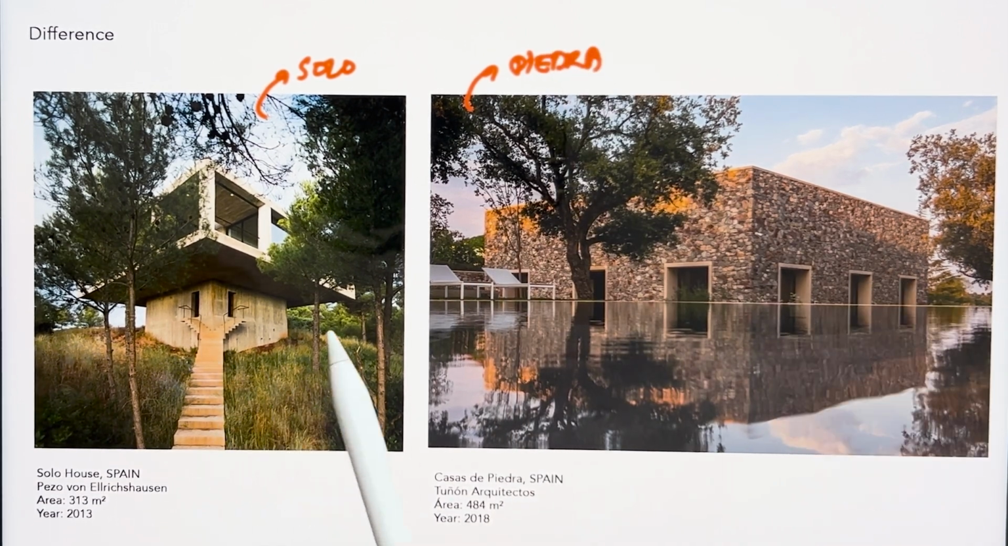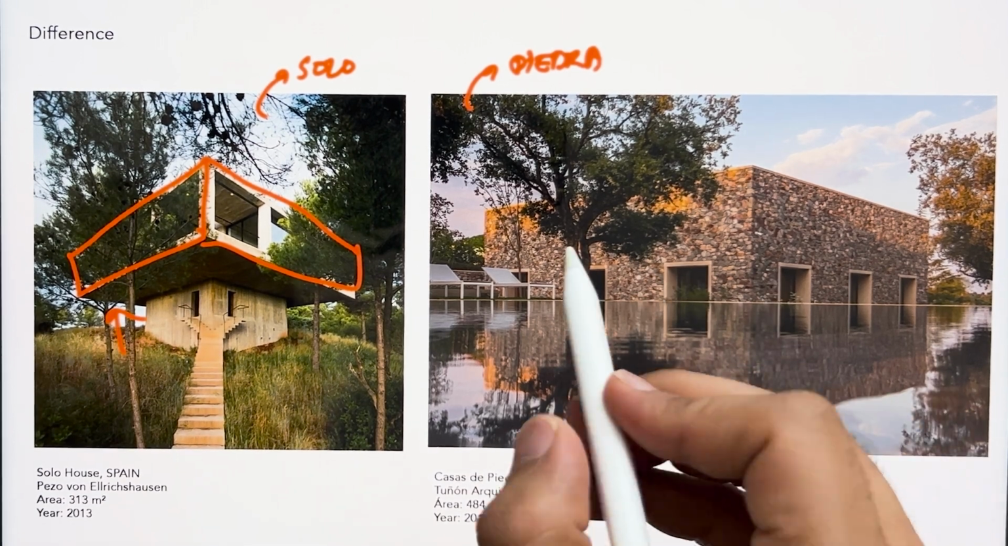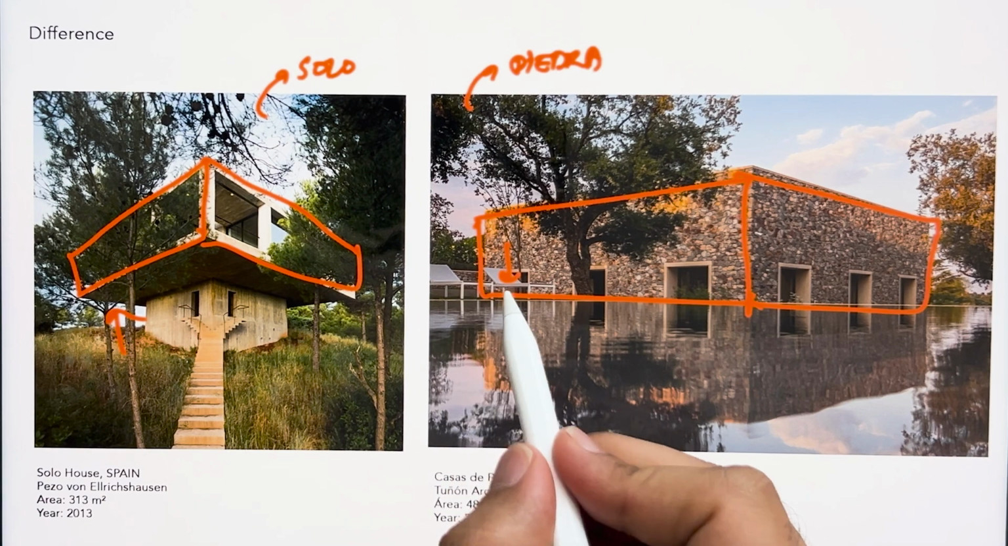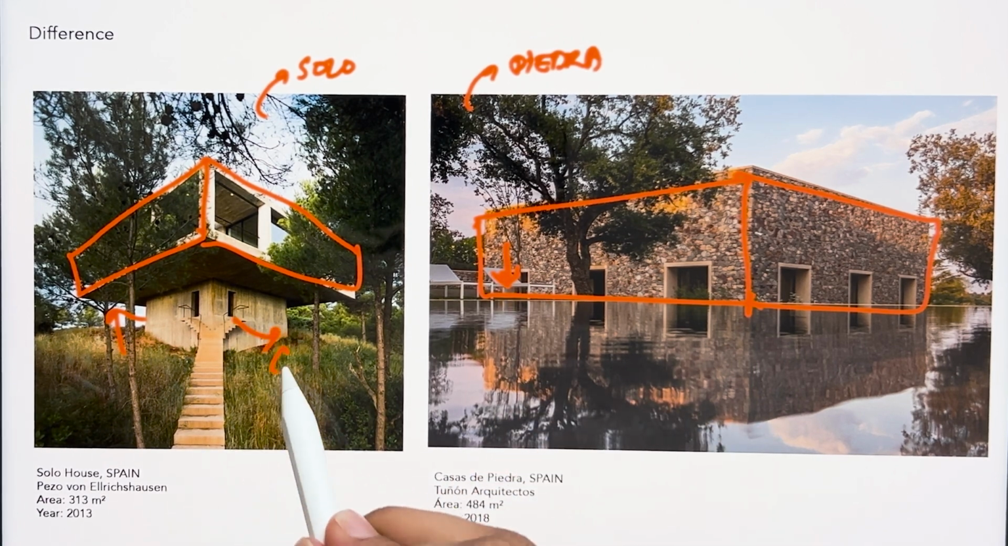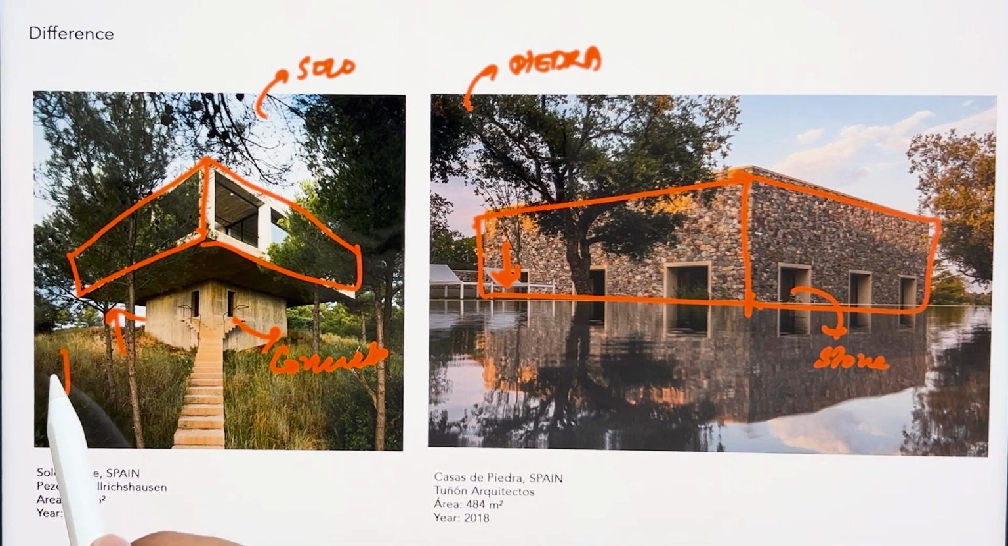So these houses are showing various similarities, but still they are very different in their architecture style. The Solo house appears cantilevered while the Piedra house looks grounded. The Solo house emphasizes the upward movement, creating a floating house concept, whereas the Piedra house emphasizes the downward movement. Additionally, the material used and the context in which they are situated are very different. These factors contribute to the unique identity of each house.